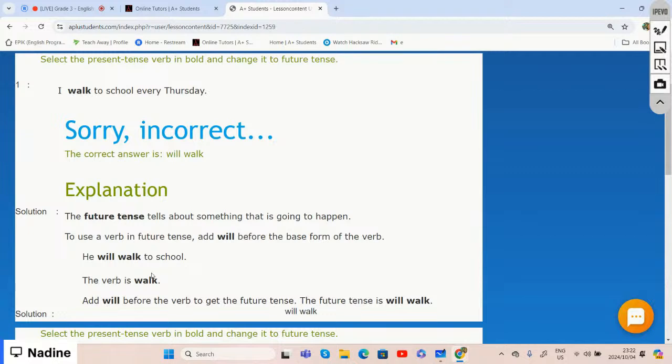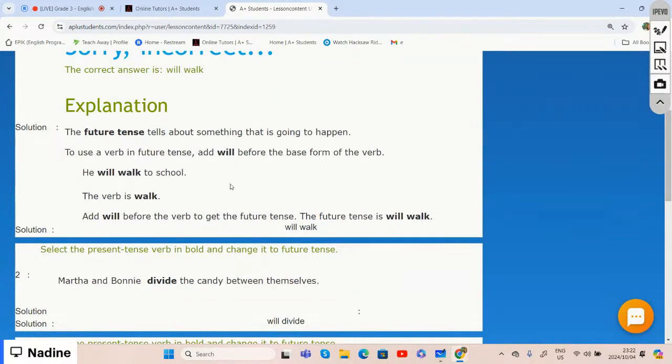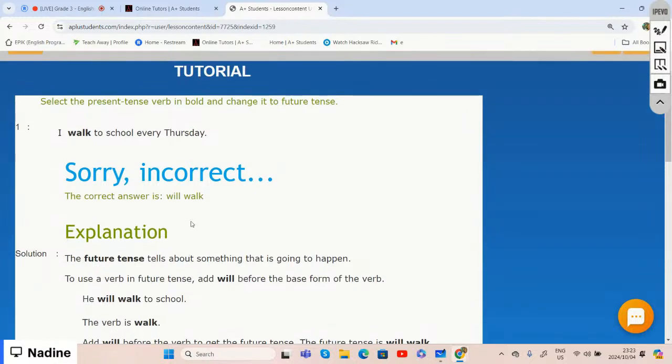All right. And once again, we see the future tense. It tells about something that is going to happen. And we need to use a verb in the future tense and then add will before the base form of the verb. All right. Here it says, I walk to school every Thursday. How are we going to change that sentence to the future tense?